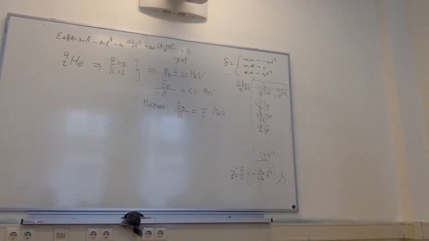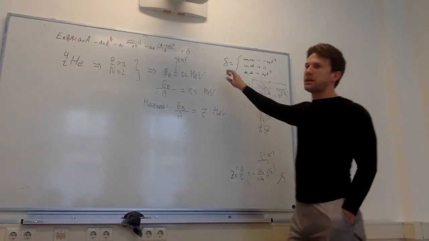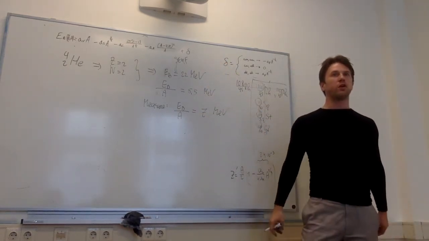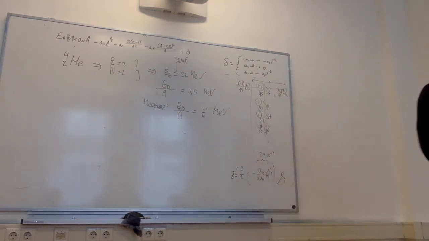Magic numbers. Magic numbers, exactly. It's because of magic numbers. This formula doesn't take into account that there are these preferred numbers of protons and neutrons that make a nucleus more stable. That's never built into it, so it also doesn't come out.